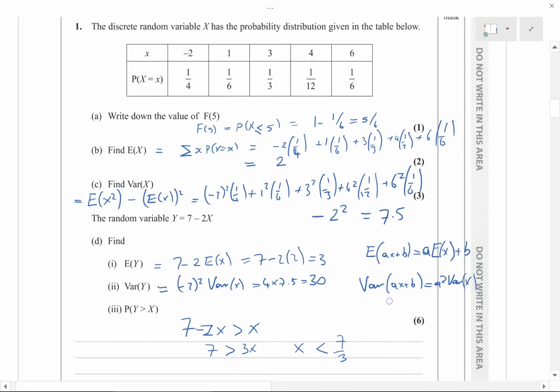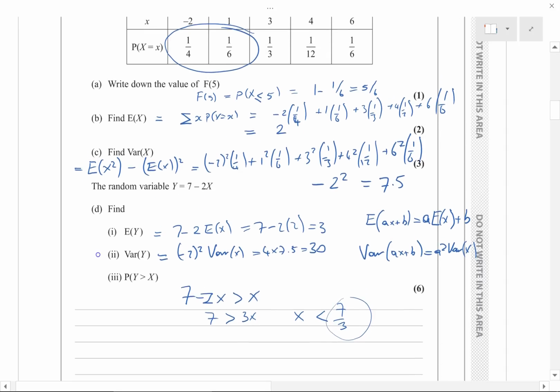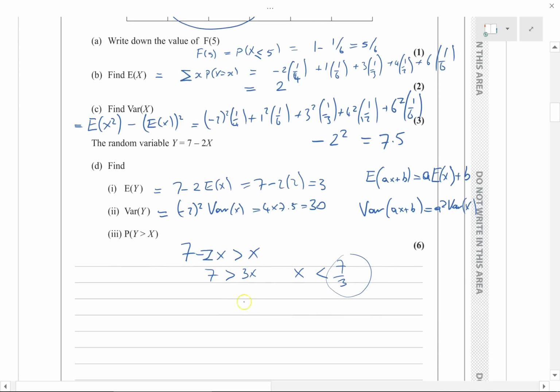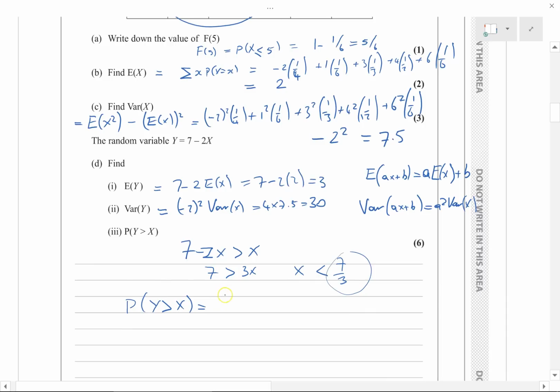So that basically 7/3 is less than 3. So it's basically these two added together. So it's -2 or 1. So that means the probability that Y is greater than X is equal to those two numbers added together, 1/4 plus 1/6. So that equals 5/12.